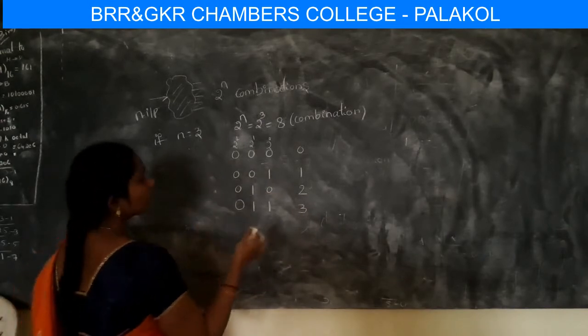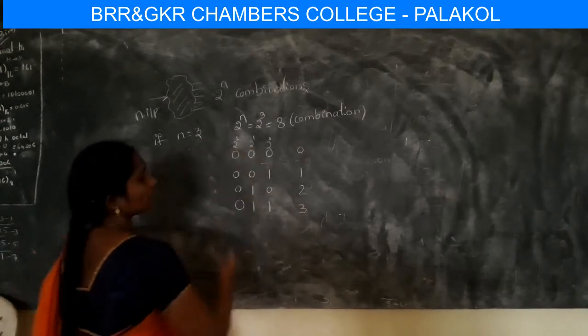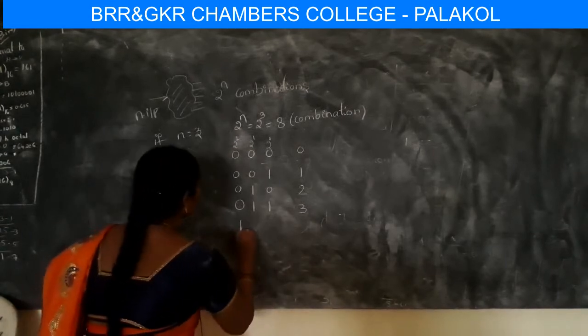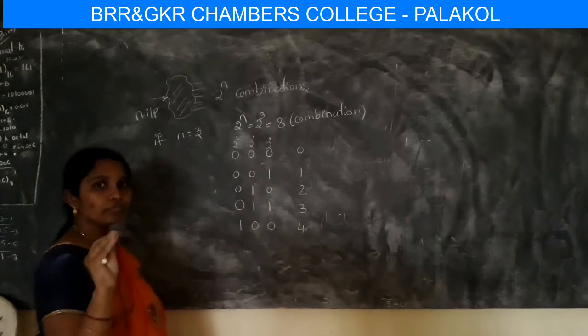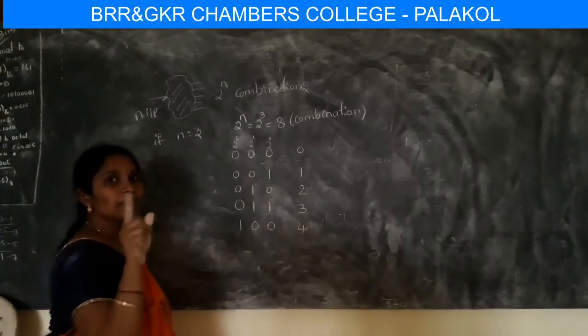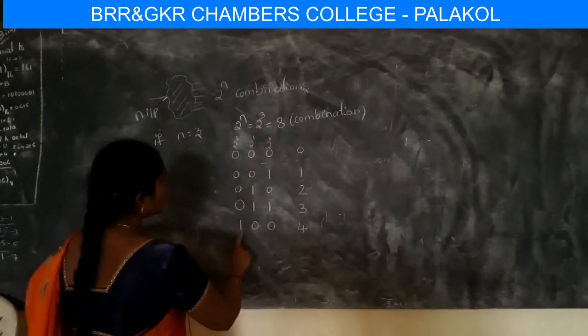Okay. And after that 4. 2 square is equal to 4, so therefore 100 here is 4. And after that 5. 5 is nothing but 4 plus 1.